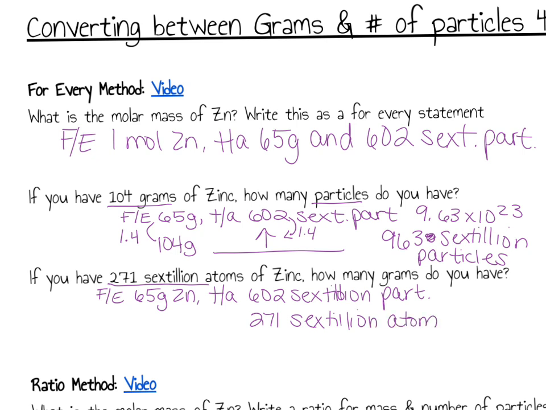So if I look at this, I notice that it got a lot smaller. So I have to figure out what factor 602 was multiplied by to get 271. So I'm going to do 271 divided by 602, and I get that it is 0.45 times smaller. So that tells me I also have to multiply 65 times 0.45 to make this 0.45 smaller. When I do this, I get an answer of 29.3 grams of zinc.